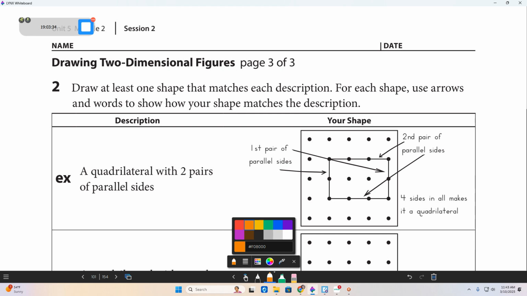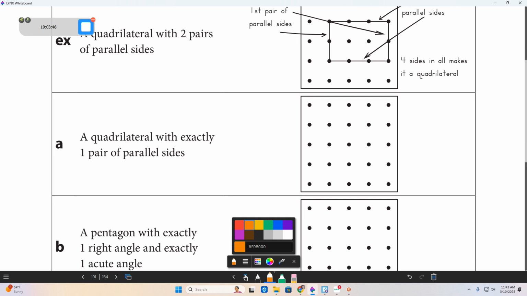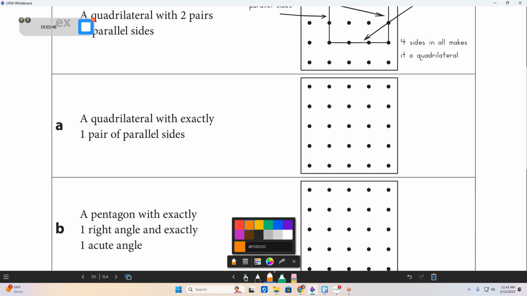All right, last page, page 97, here we go. It says draw at least one shape that matches each description. For each shape, use arrows and words to show kind of what you've done. I love that you have to sort of label everything. I think that's a great addition. Letter A says a quadrilateral. So don't forget, quadrilateral means let's meet at the quad, which means 4 sides, right? Quadruplets, how many babies? 4. So we need to draw something with 4 sides, and it needs to have 1 pair of parallel sides.